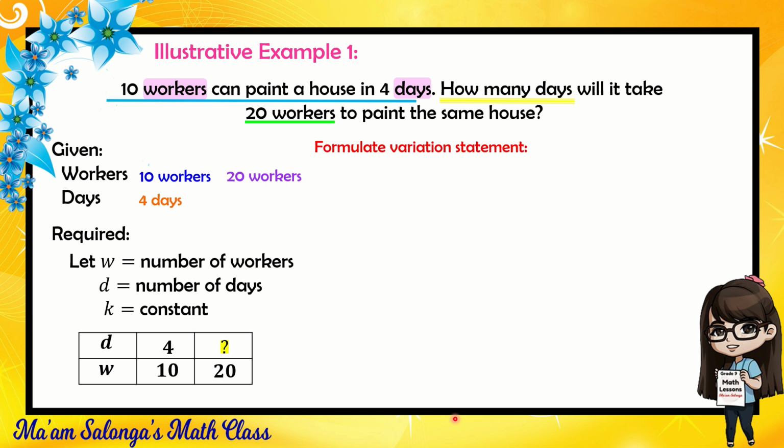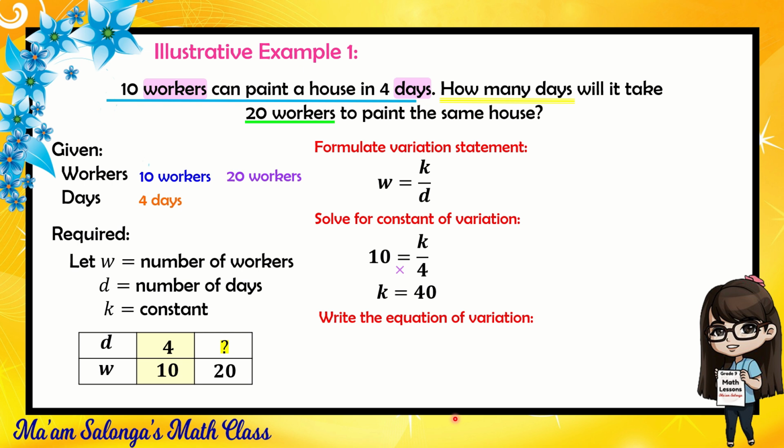Now let's formulate the variation statement. Since this is inverse variation, we have W equals K over D. Then finding the constant, we will use 4 and 10 since these are the pair of values that satisfy the inverse variation statement. So we have 10 equals K over 4. Then let's multiply 4 and 10. So we have 40. And the equation of variation is W equals 40 over D. So remember, we just replace the value of K here.